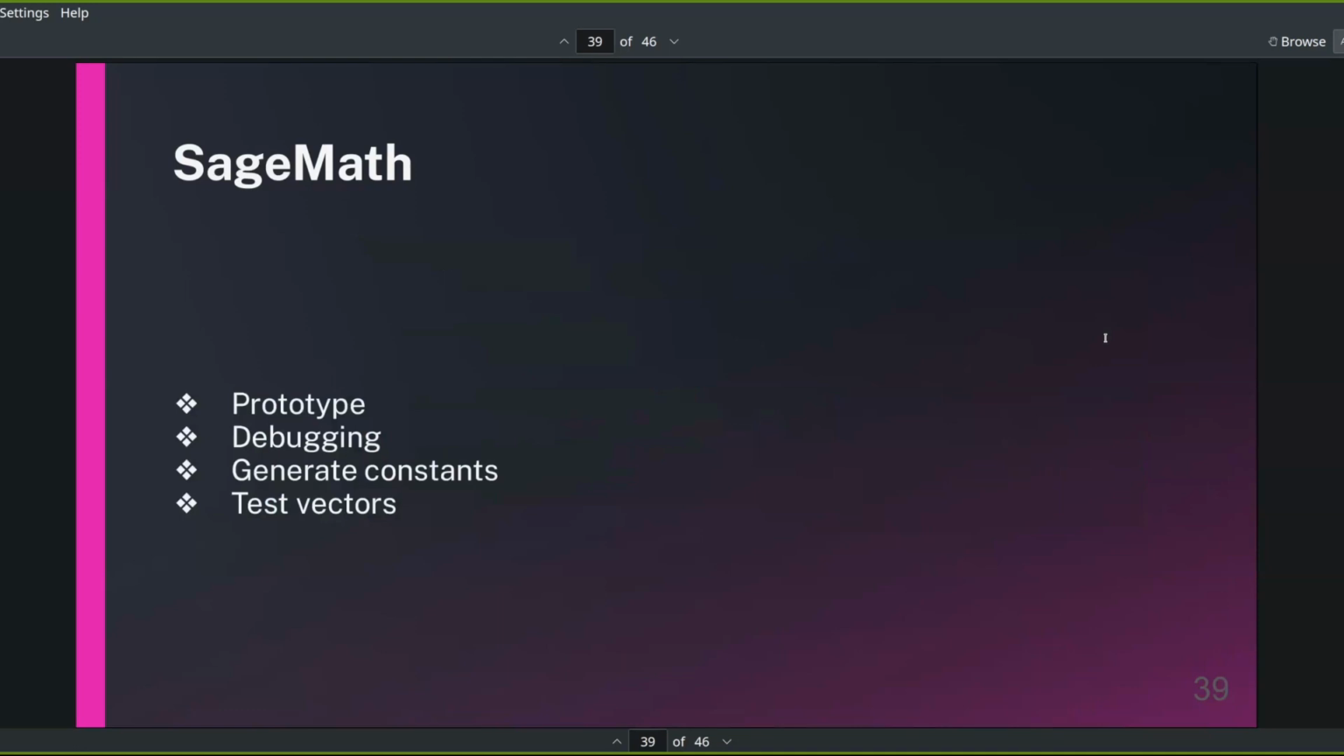So I use this for prototyping protocol implementations. I use this for debugging because, as I said, if you have a different implementation, even done by someone else, it's way less likely to have the same bug there and in your own code. I use this for generating constants because I don't want to type hexadecimal inputs all the time. And I use this to generate test vectors.